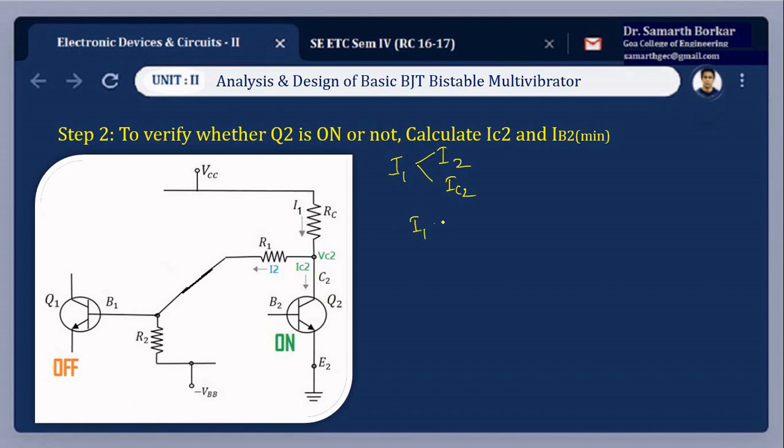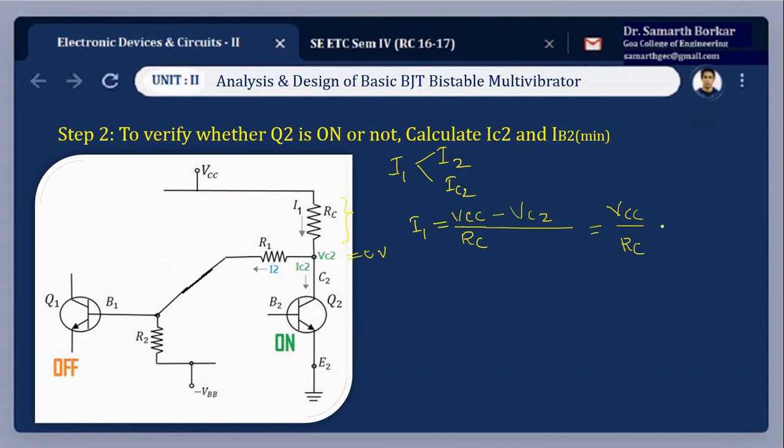I1 equals VCC by RC. I1 is the current passing through this resistor. Check the two ends of the resistor. One end is connected to VCC, and the other end is connected to VC2. Actually the equation is VCC minus VC2 divided by RC, but we are neglecting the junction voltages, so VC2 is equal to 0 volt. It is as good as connected to ground. So the equation is VCC by RC.